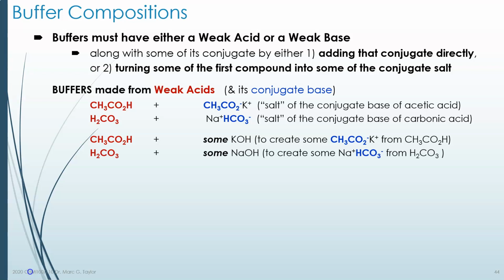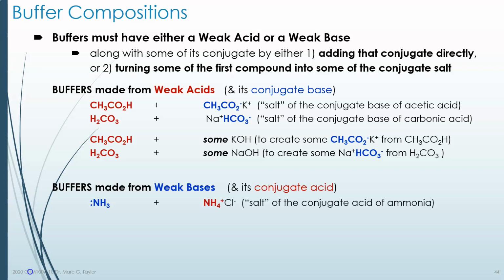And you could do the same thing with carbonic acid: add a small amount of a strong base, like sodium hydroxide, or you could have used the potassium hydroxide, and you'll end up creating some sodium bicarbonate or sodium hydrogen carbonate from your carbonic acid. And you'll end up with a little bit of each, the acid and its conjugate base. And that would work perfectly well.